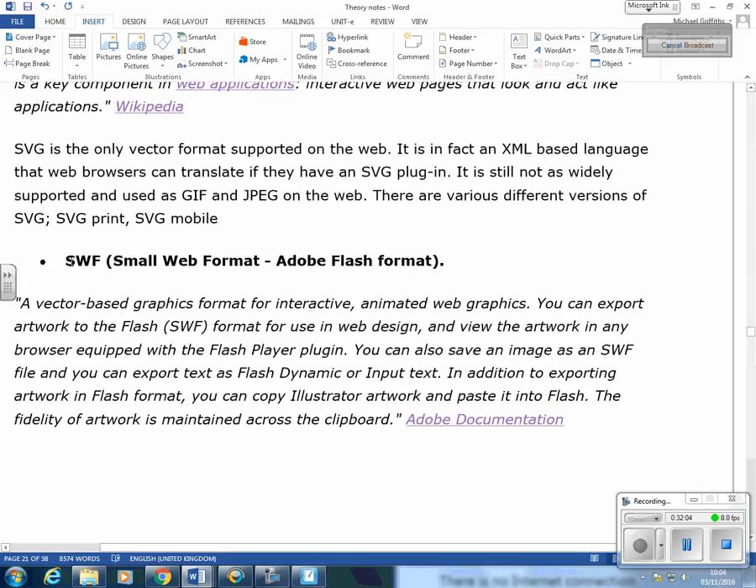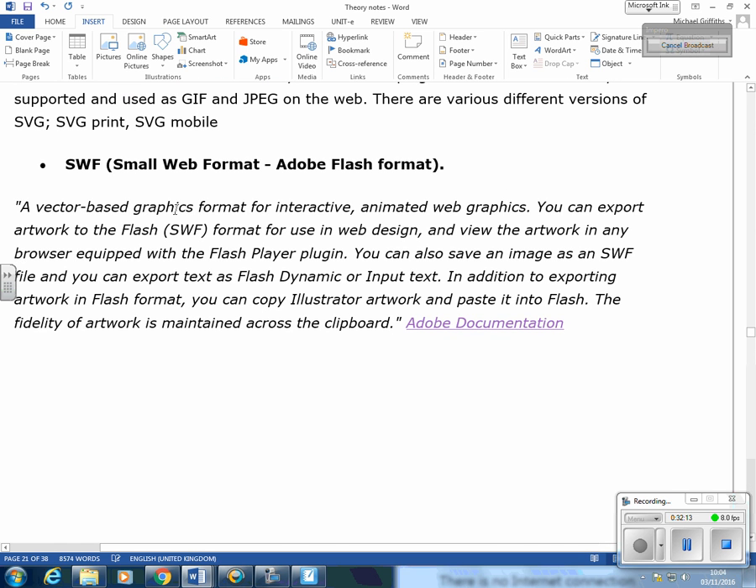Flash used to, they still do, right? Flash would use something called a Shockwave file, right? Flash was massively popular. It supports vector animation, and you get very small file sizes.